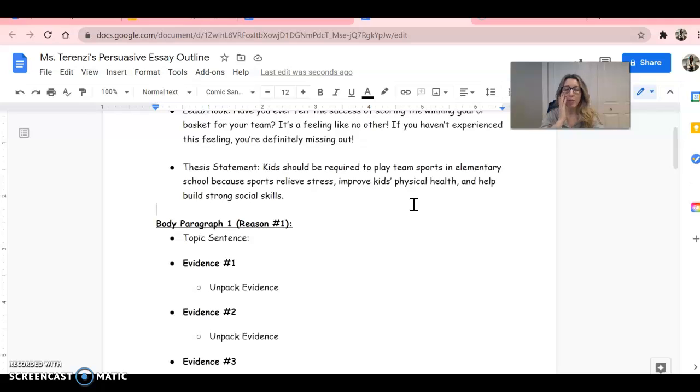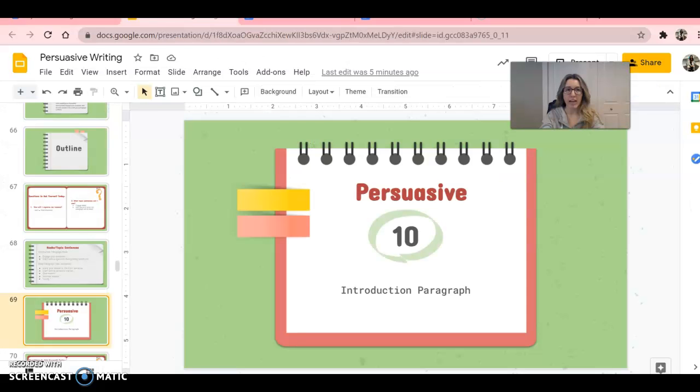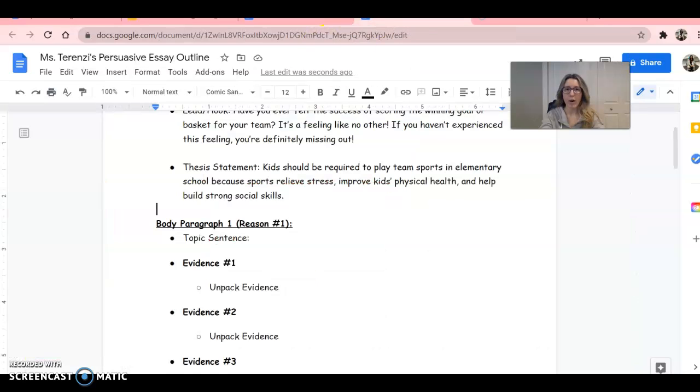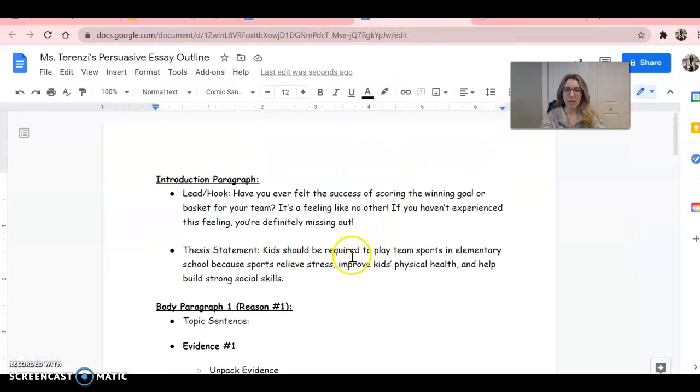But I noticed that I want to rearrange the order of my thesis statement because I'm thinking back to my question for today, and that is, how will I organize my reasons from least to most important? Well, I'm going to highlight, and I want you to do the same. What you're going to do is you're going to highlight your most important reason. So you need to ask yourself, what is the strongest argument that I'm making? What is the most important reason that I think will stand out to my audience? So I know that strong social skills and relieving stress are important, but I think that what's going to be most important to my reader is the fact that it influences their kids' physical health, because that is extremely important to most people.